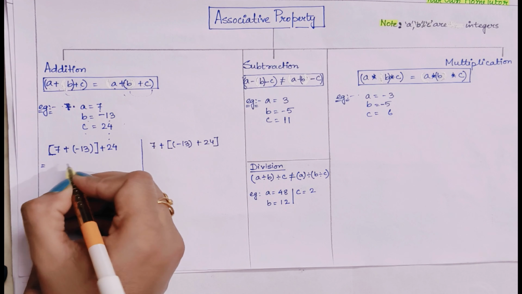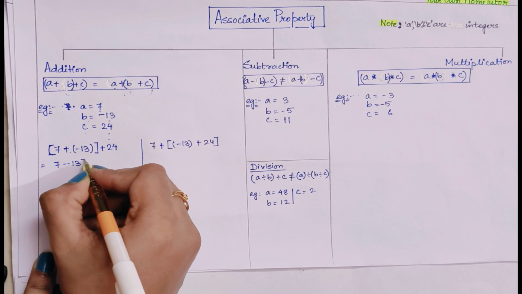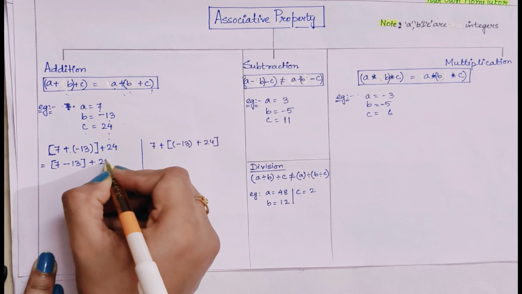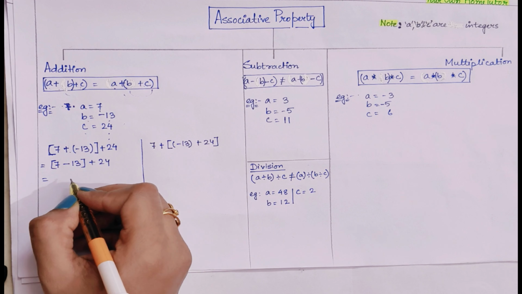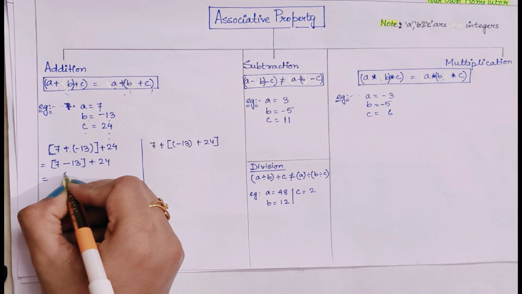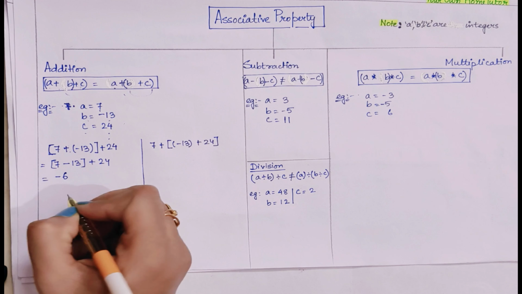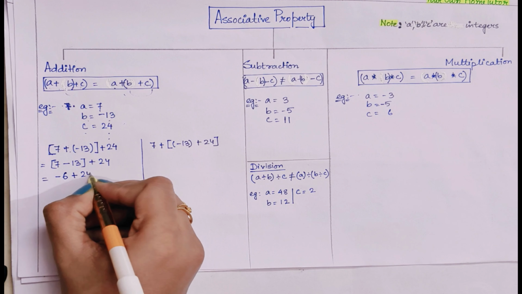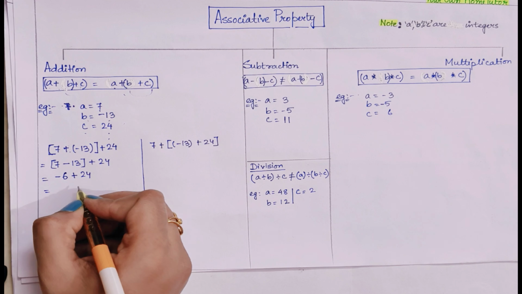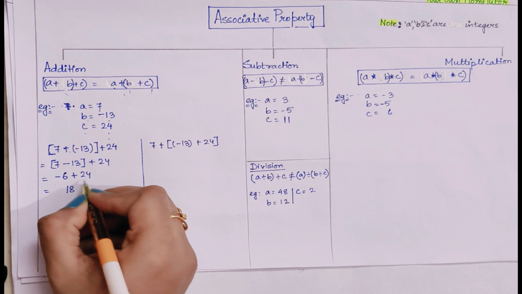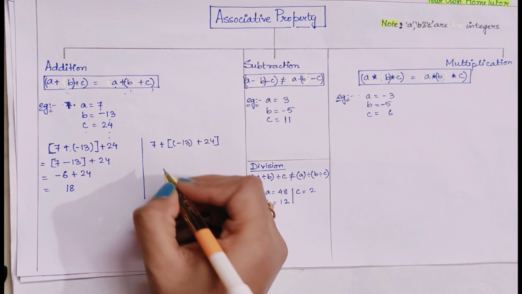So if you see here, 7 plus minus 13 will give me minus 13 plus 7. If we solve this, we will get different signed integers. We will have subtraction among themselves and the result will be 6 preceded with minus, as minus 13's mod value is greater than 7, and now we have 24 here. Again we are left with different signed integers. We again have to subtract. The result will be 18 preceded with plus because 24's mod value is greater than minus 6.